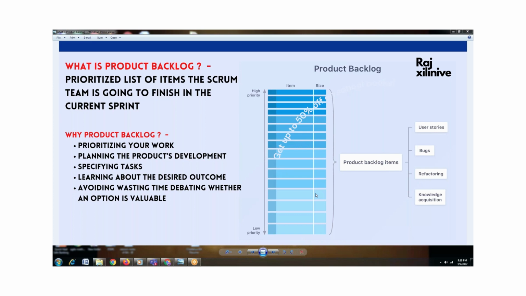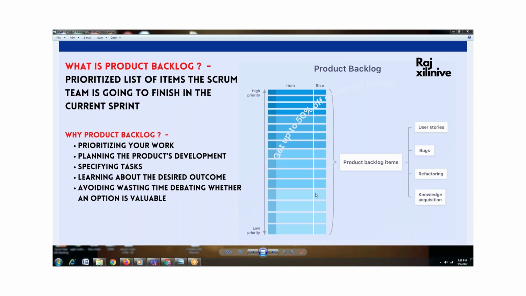The second reason is that the product backlog will be used to plan the product development, meaning the whole product, irrespective of the sprints. For example, we have taken the first sprint, which we completed in 2 weeks. After 2 weeks, you immediately start the second sprint, right? Even in the second sprint, the same product backlog is used for prioritization. So whenever you are planning the whole product development in a larger context, the product backlog is used for that reason.